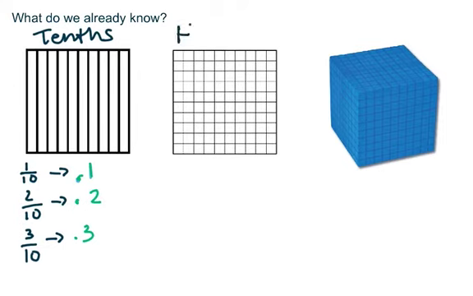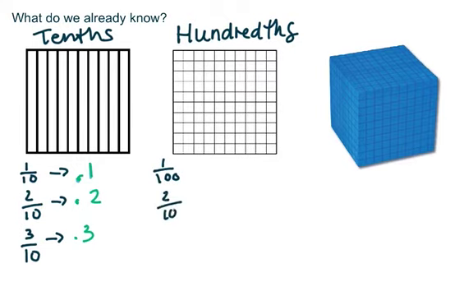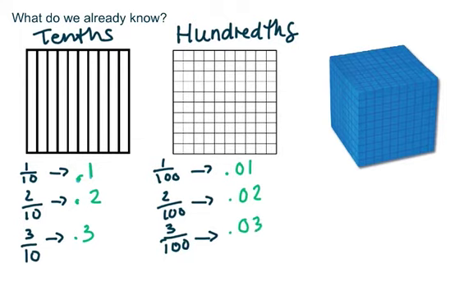Now I'm going to move to hundredths. So let's look at this model. If I have hundredths, again, if I'm using the fraction form, I can have 1/100th, I can have 2/100ths, I can have 3/100ths, and if I want to write these as a decimal to make the equivalent, this would be 0.01, 0.02, 0.03, and so on and so forth. And then we can continue the pattern with thousandths.